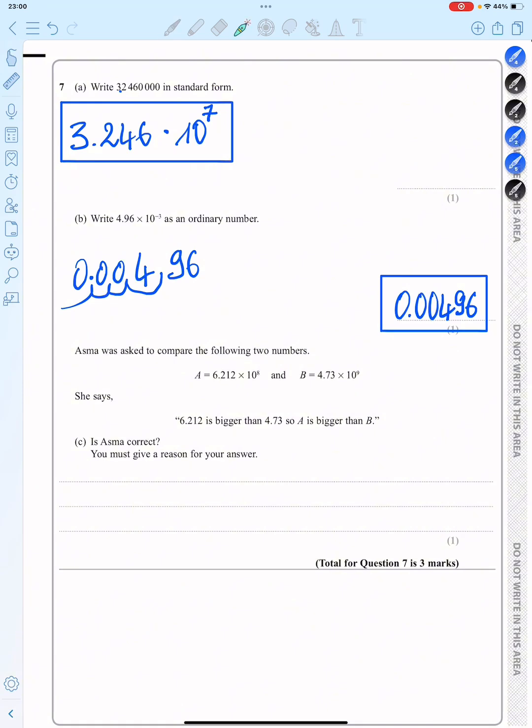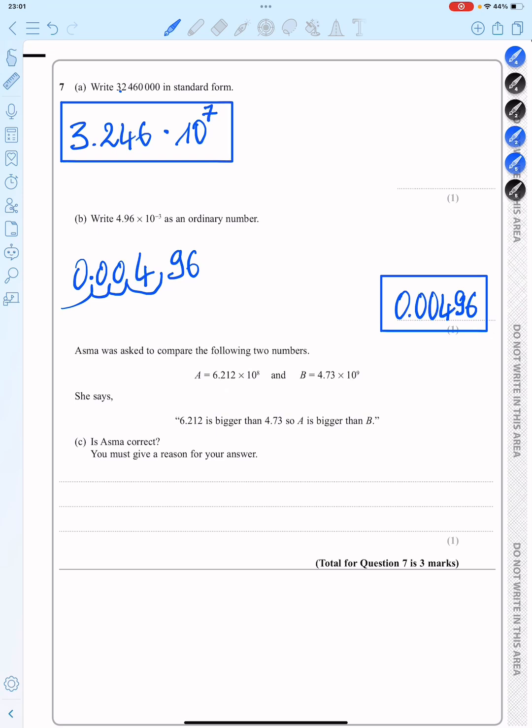We have 2 numbers which are written in standard form, right? So as you can see, these 2. In order for us to compare these 2 numbers, we're going to make sure that the second part, which is formed by 10 to the power of a number, is the same. So how are we going to do that? Because we cannot compare them like this. It's much simpler if the second part is the same and then we just compare the first part, right?